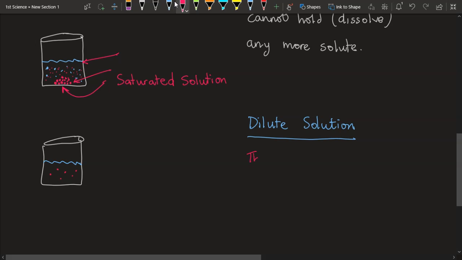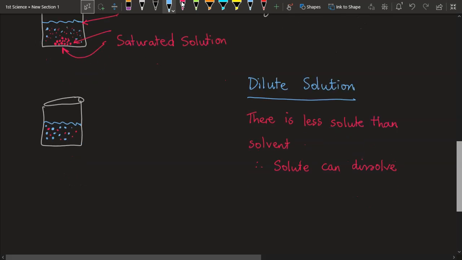So there is less solute than solvent. So you can say, therefore, solute can dissolve. And all it means to dissolve is slip into those spaces in between the water molecules and completely surround them. And that's what a dilute solution is.